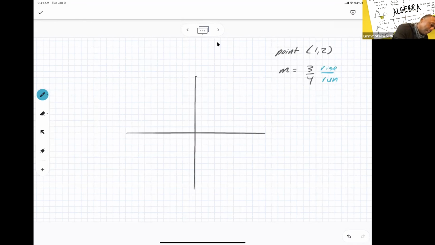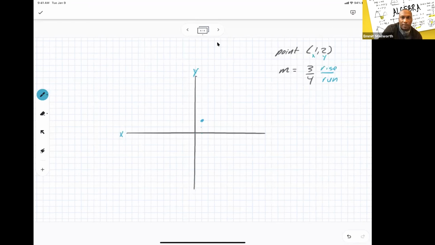Remember this is our X part and this is our Y part here. So this is my X axis and this is my Y axis here. Now we always start right here at the origin. And so we're going to go over 1 and we're going to go up 2, (1, 2). So that's the point right there.